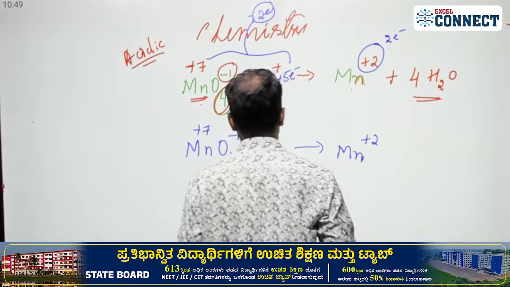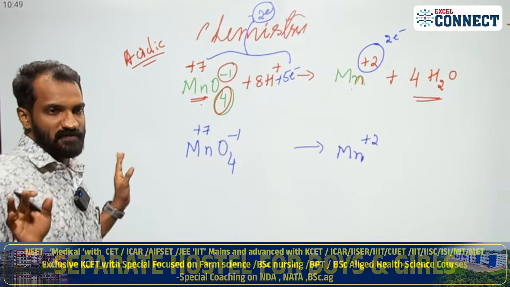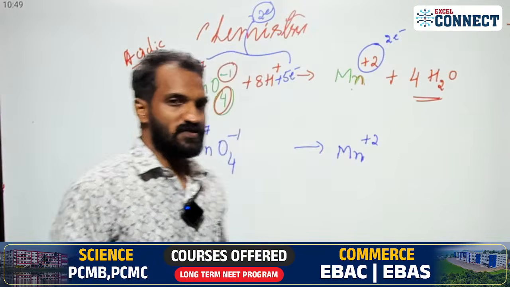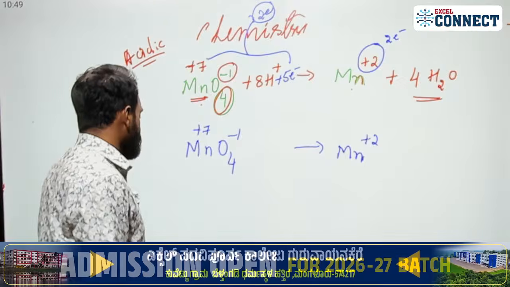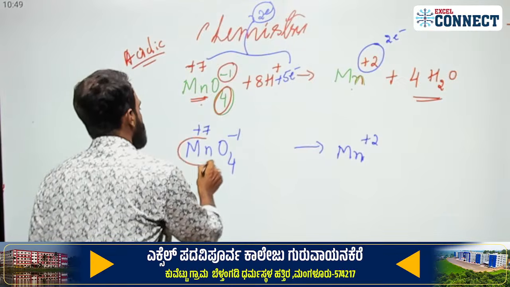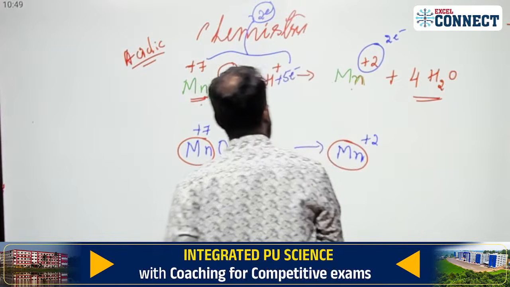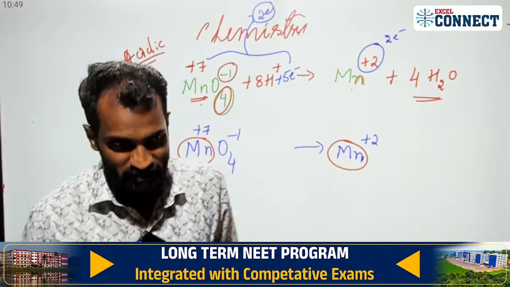Once again I'll explain. After writing the oxidation states, you have to start balancing the equation. You have to see Mn is here, only one Mn atom is there. How many Mn atoms are there? 1. This side also one Mn is there. It is balanced already. No need to touch that one.